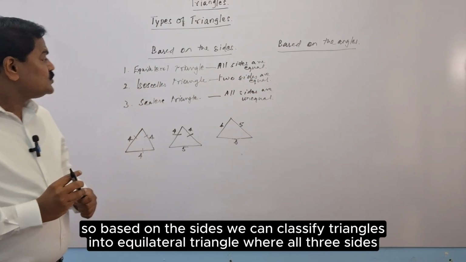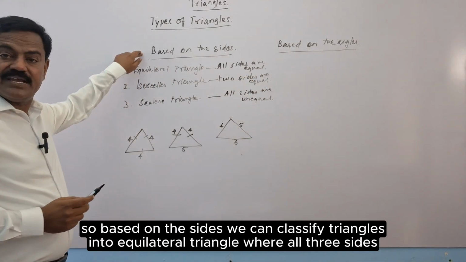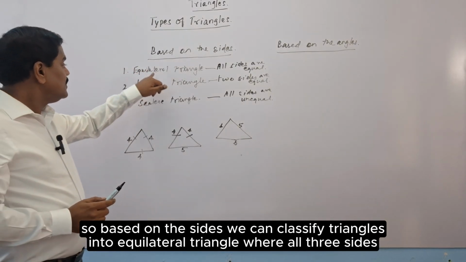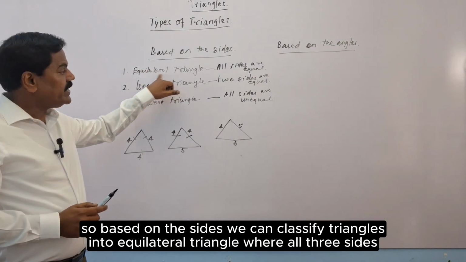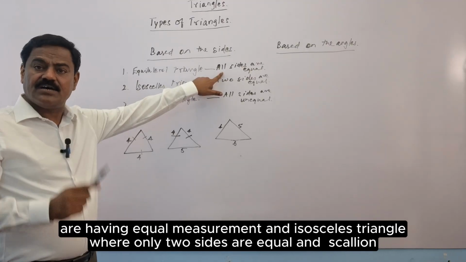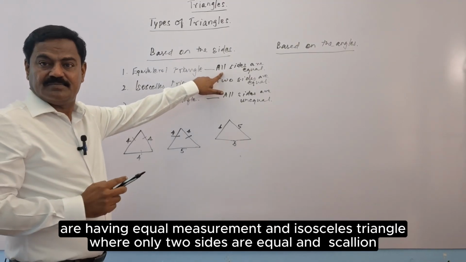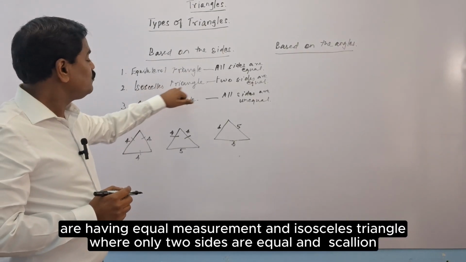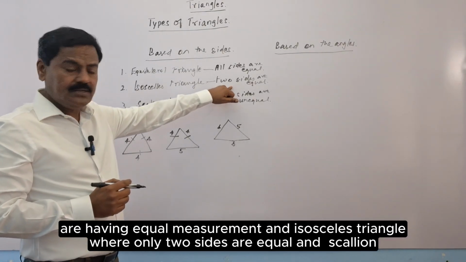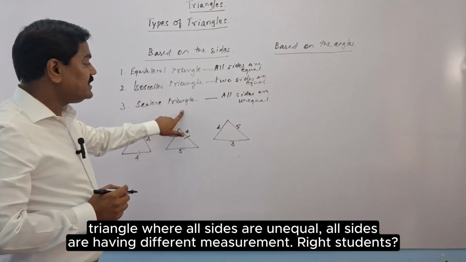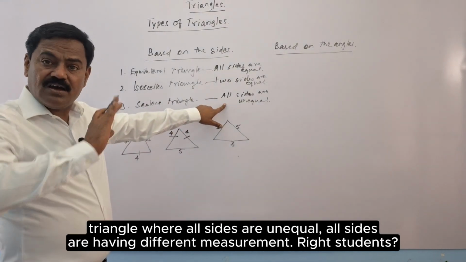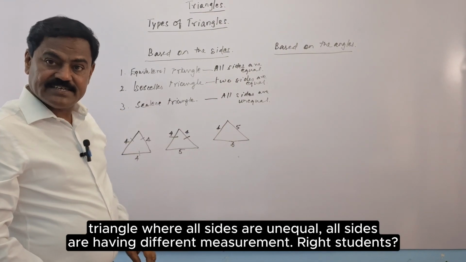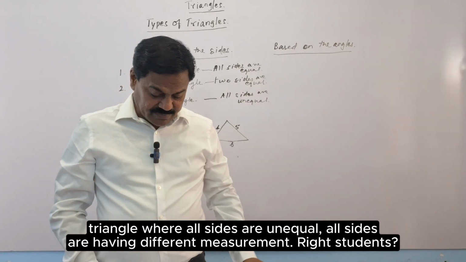Clear, students? So based on the sides, we can classify triangles into equilateral triangle where all three sides are having equal measurement, and isosceles triangle where only two sides are equal, and scalene triangle where all sides are unequal. All sides are having different measurement.